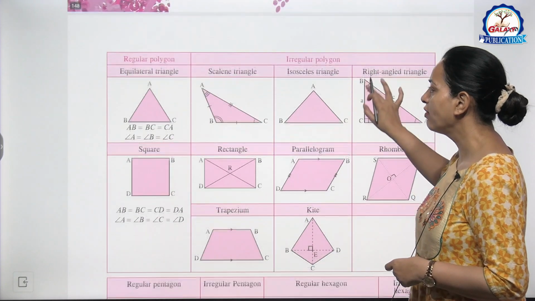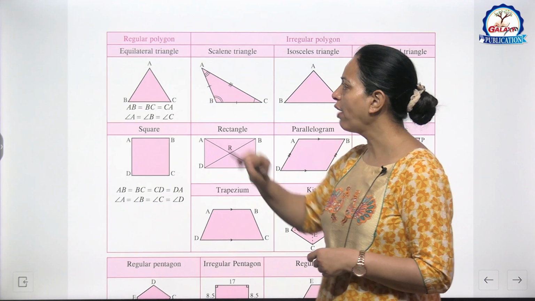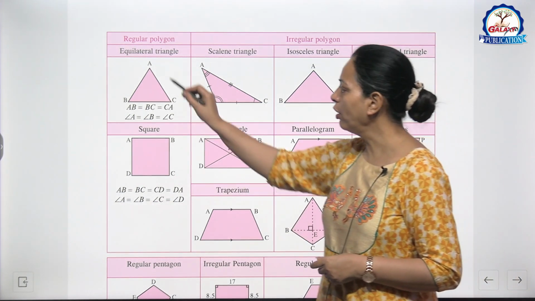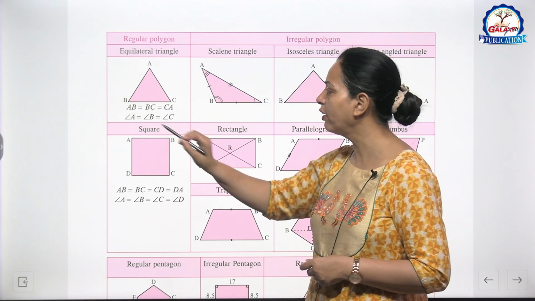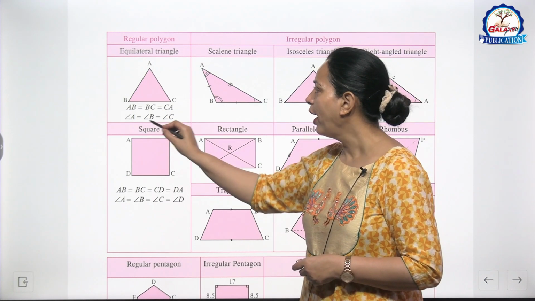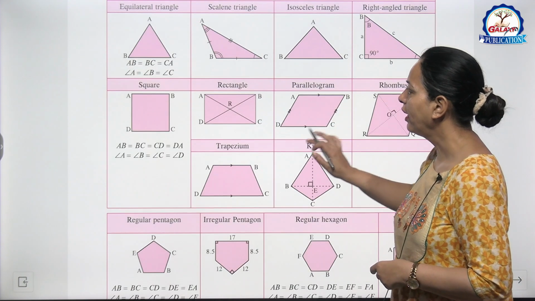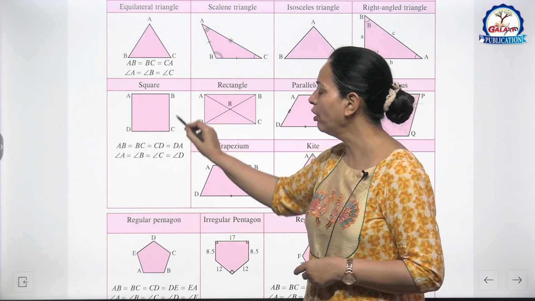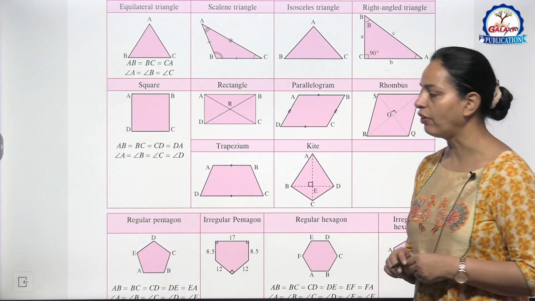Okay, now we have some regular polygons. Like here, equilateral triangle. So here all the sides are equal. ABC is an equilateral triangle. All the sides are equal and all the angles are equal. And here we have this square. All the sides equal and all the angles equal.